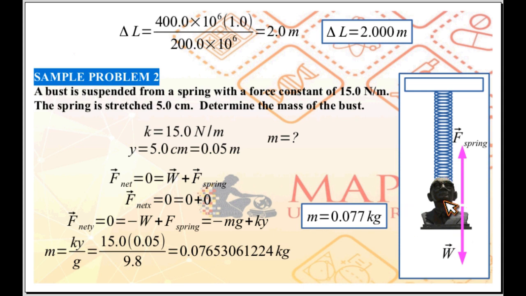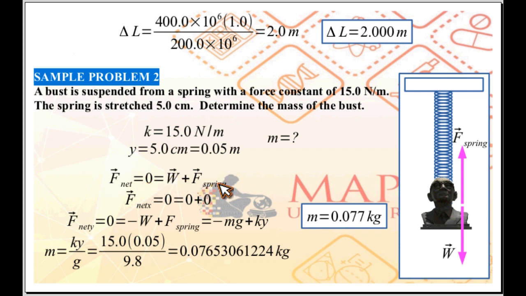The bust is simply suspended. Static case, so we have equilibrium. F net is equal to 0. F net is the summation of the forces acting on the object. Therefore, F net is just equal to weight plus F spring.